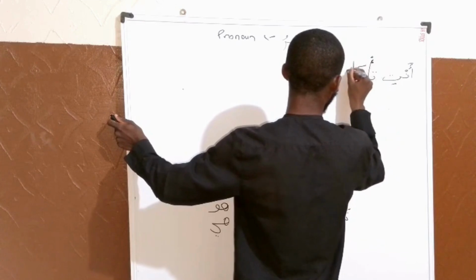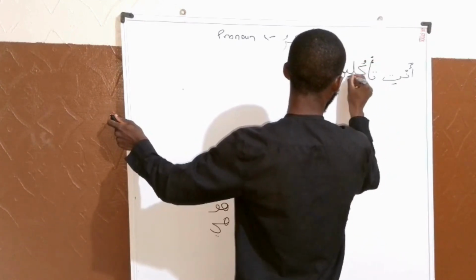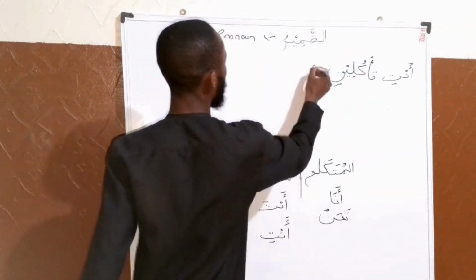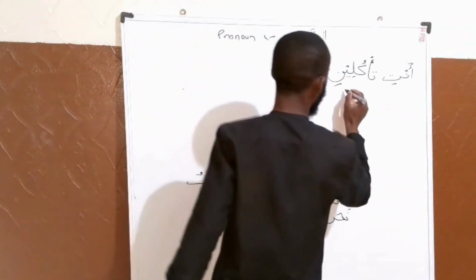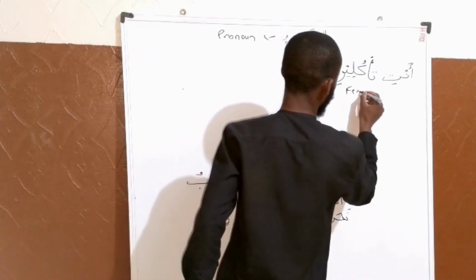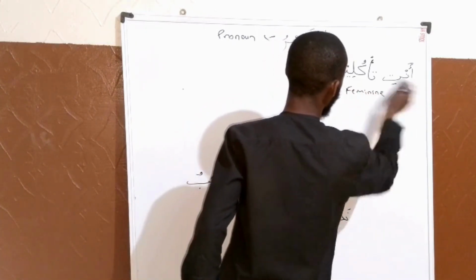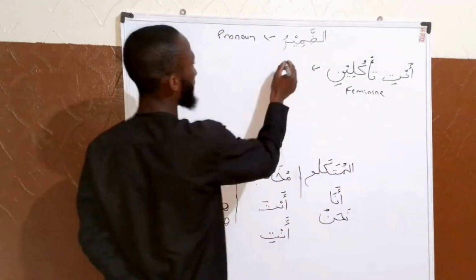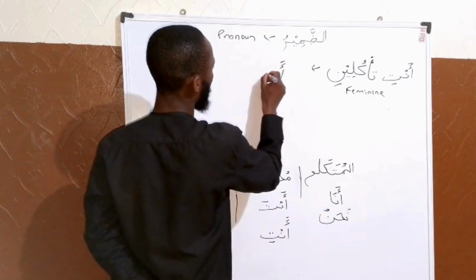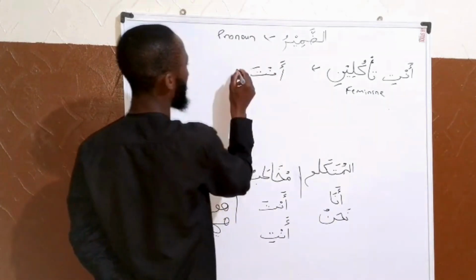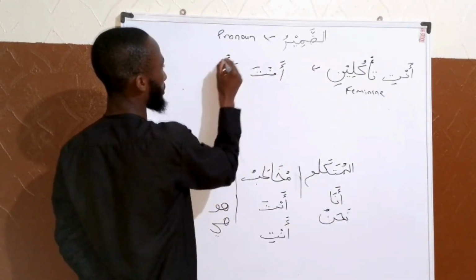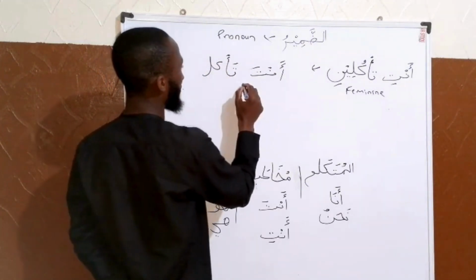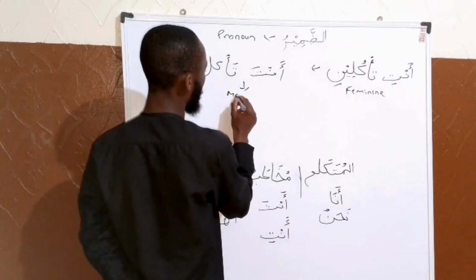Anti تأكلين. You are eating. That's for feminine. But if it's for masculine, that's what? Anta. Anta ta'kul. You are eating. That is for masculine.